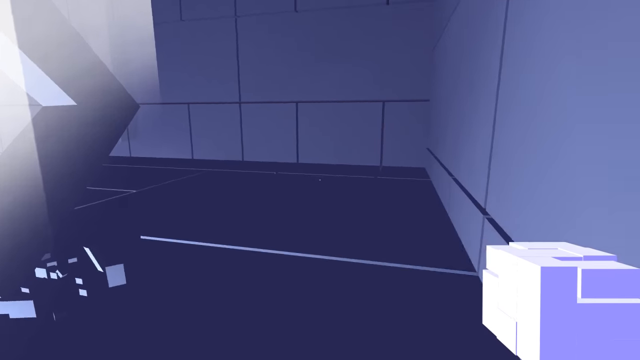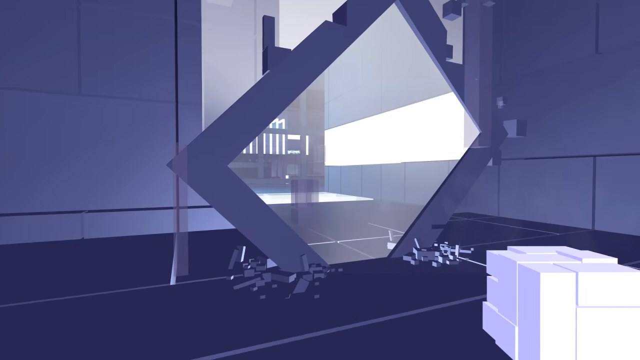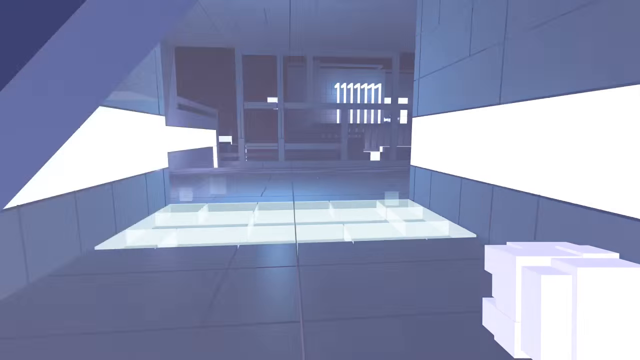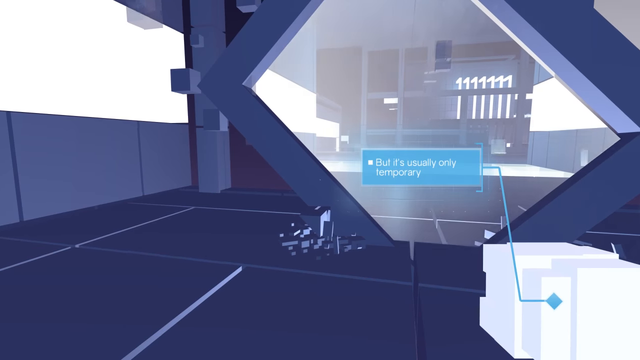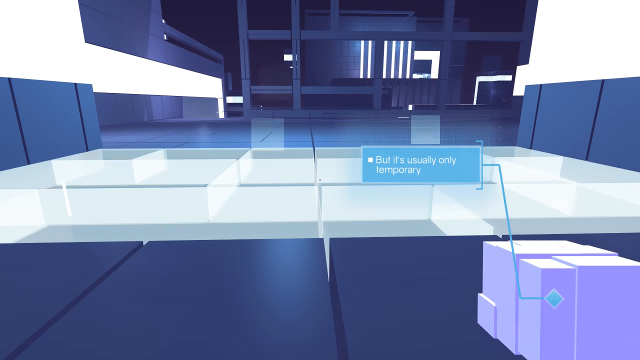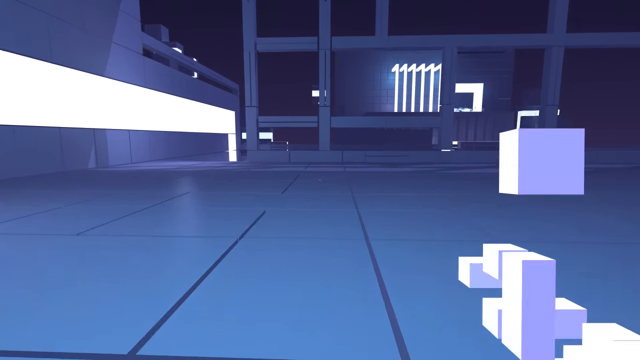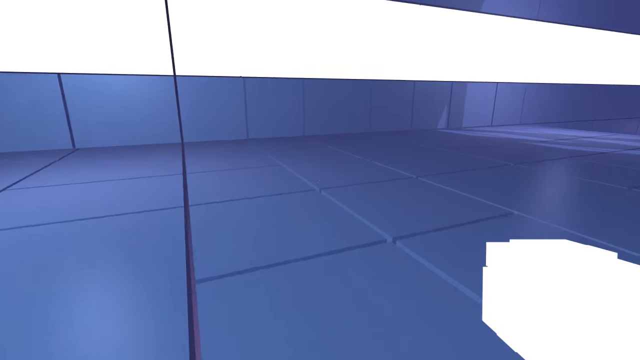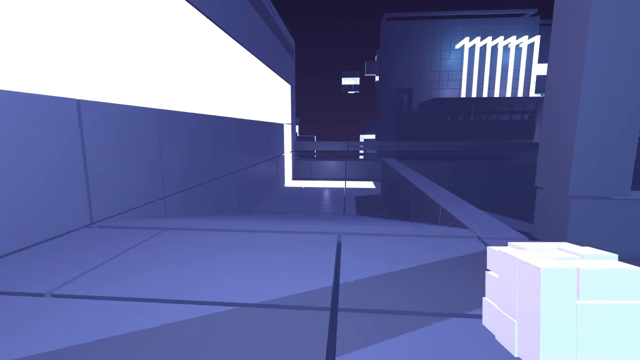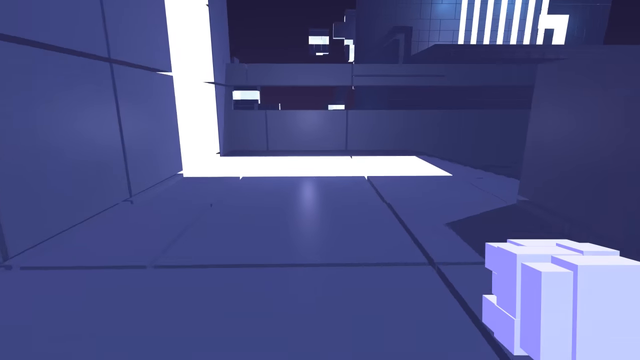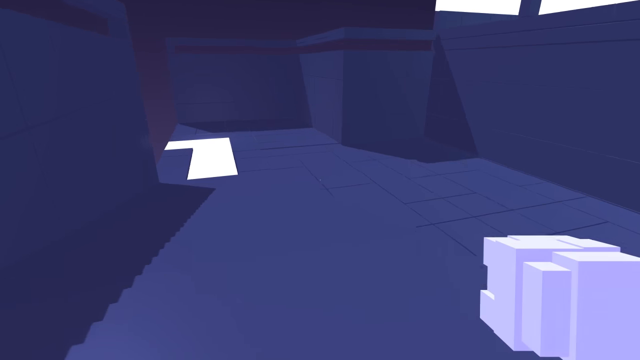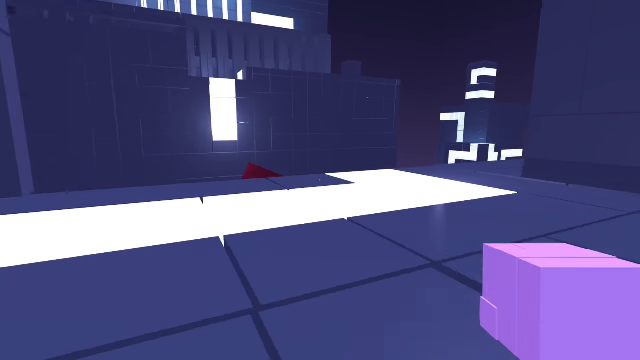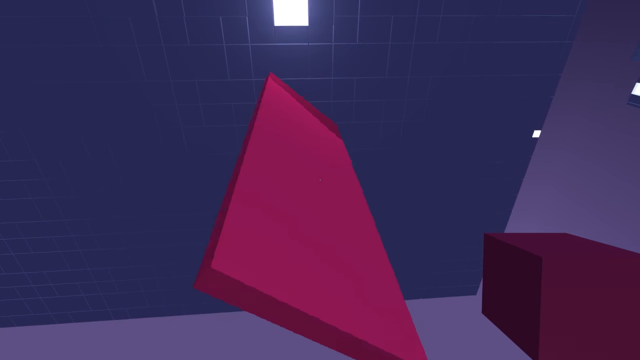Oh! Hi. Wait, did I just walk through you? But it's usually only temporary. That was weird. So I presumably got 20 back now. I don't think I was supposed to be able to walk through that without anything happening. I think it was very much supposed to let me go to the next level and not glitch out.